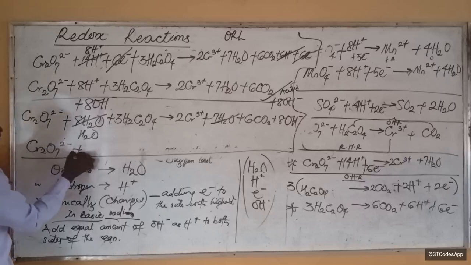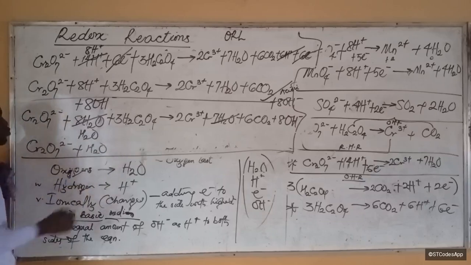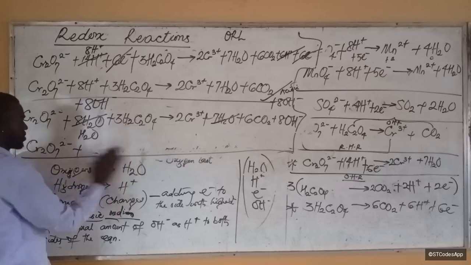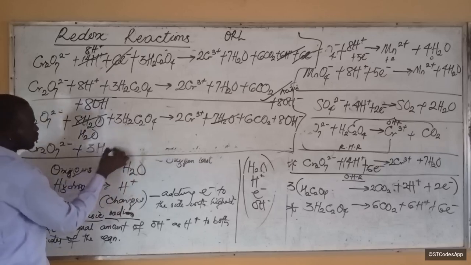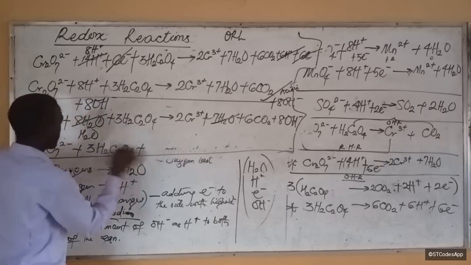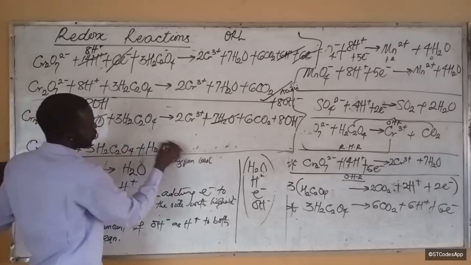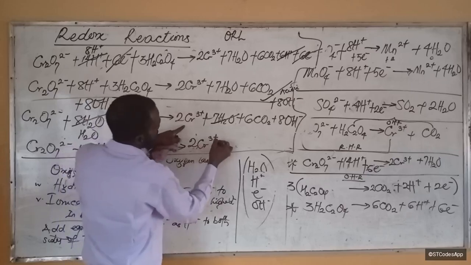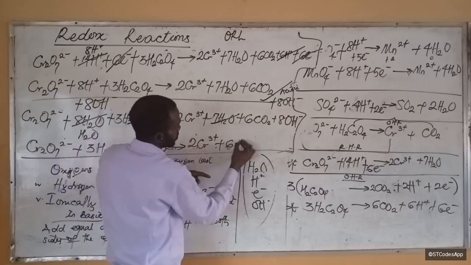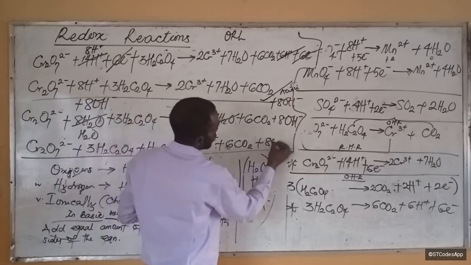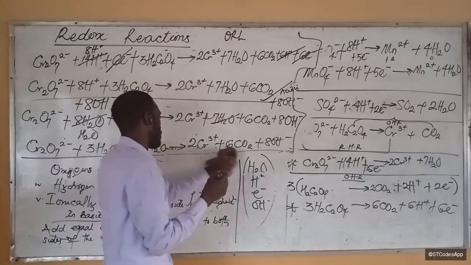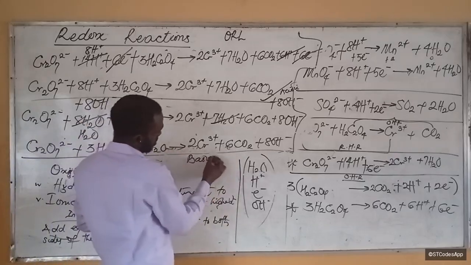So we have Cr2O7 minus plus H2O. The way we are supposed to write this is actually, let's write this first. That will be 3H2C2O4 plus H2O to give 2Cr3 plus 6CO2 plus 8OH minus. And this is the balanced redox reaction in basic medium.